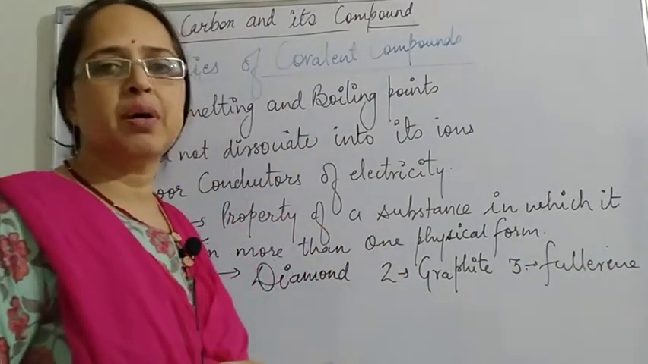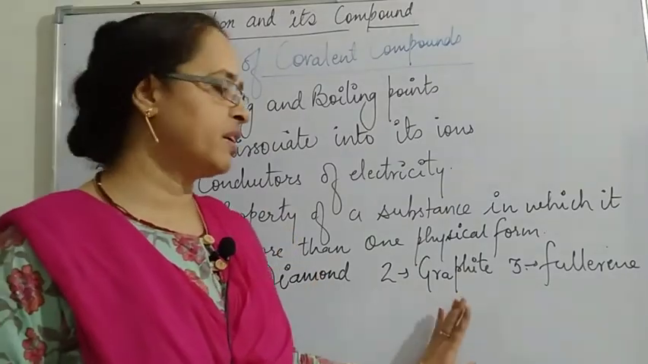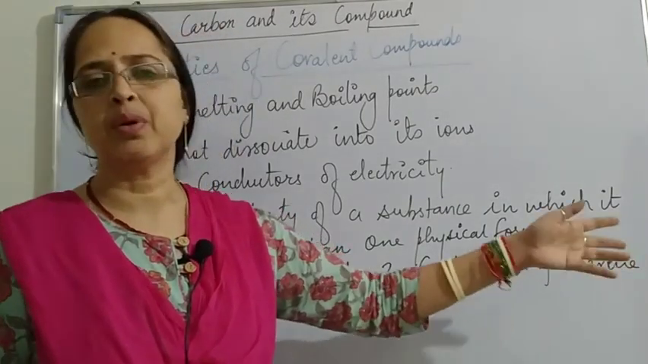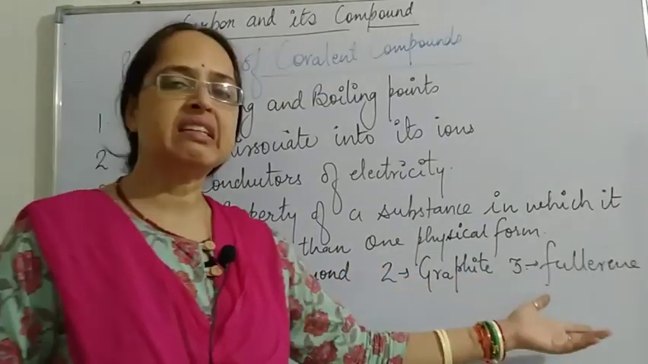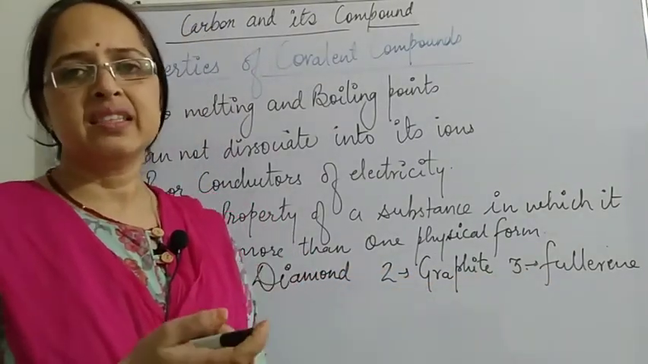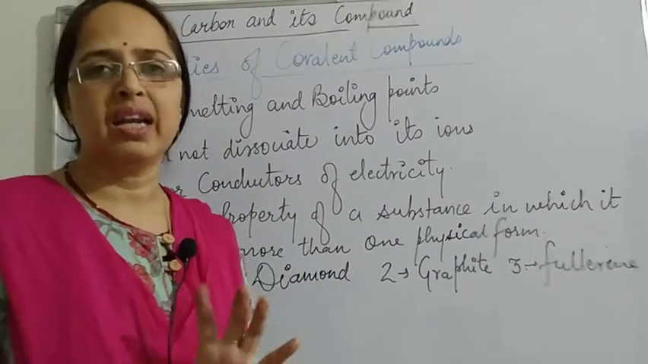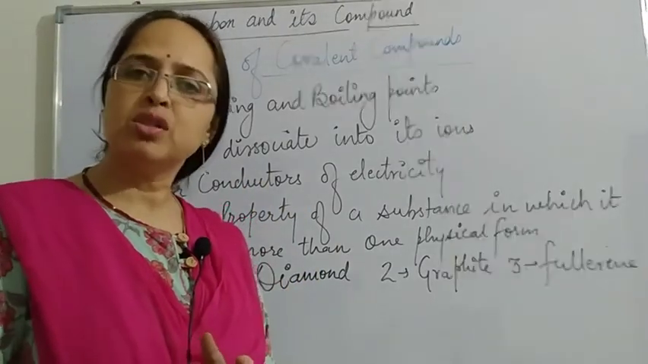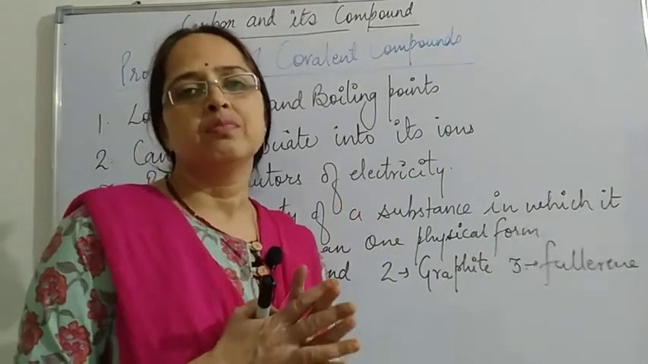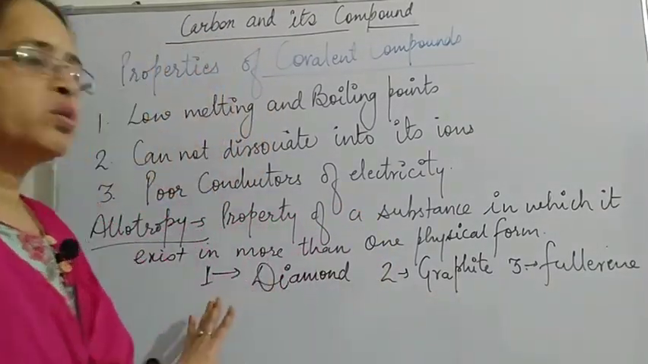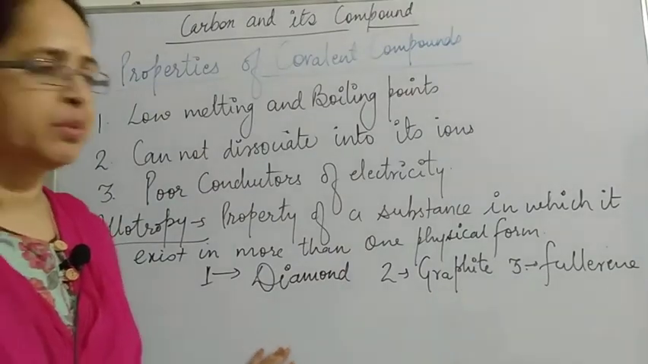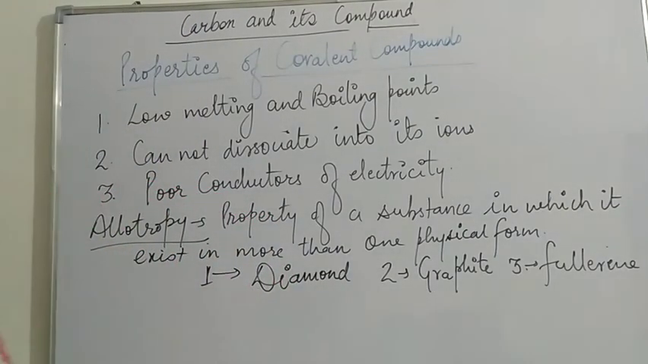Now we'll discuss the differences between diamond and graphite, because most properties of fullerene are unknown. It was only recently discovered, and it is said to have a football-like structure consisting of about 60 carbon atoms. Now we'll discuss the differences between diamond and graphite.